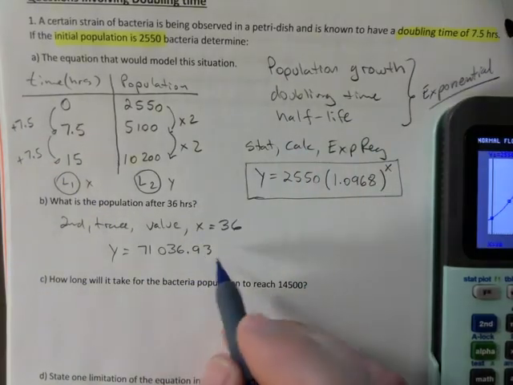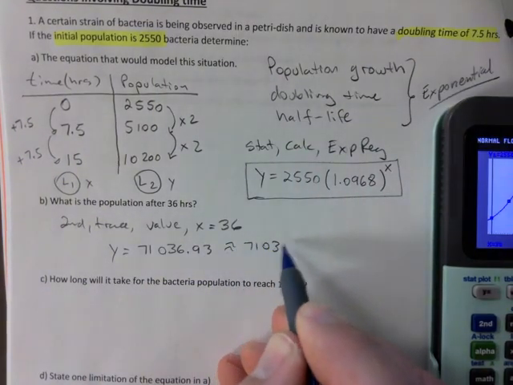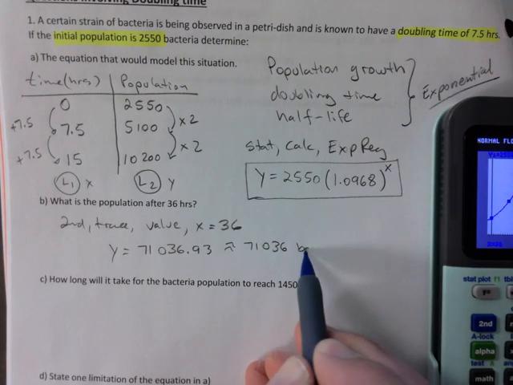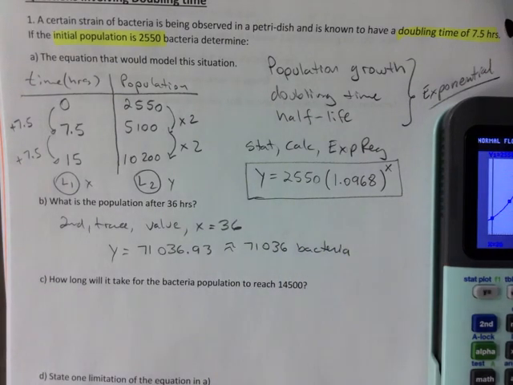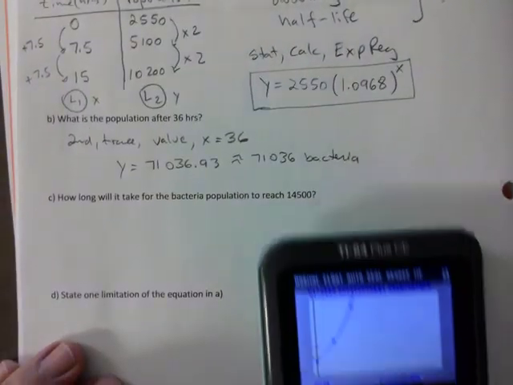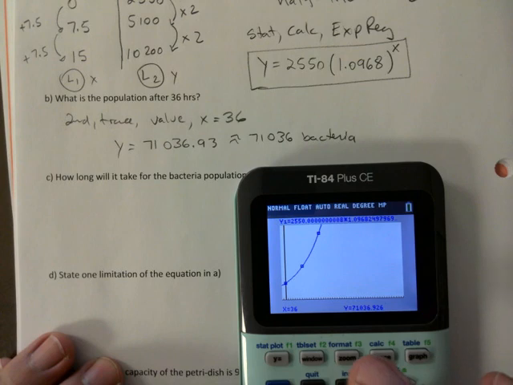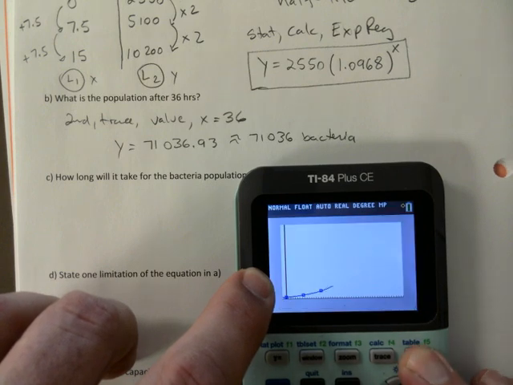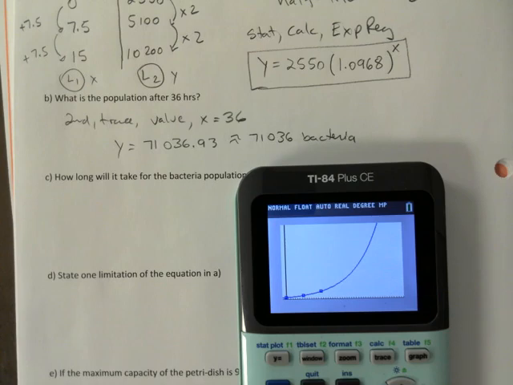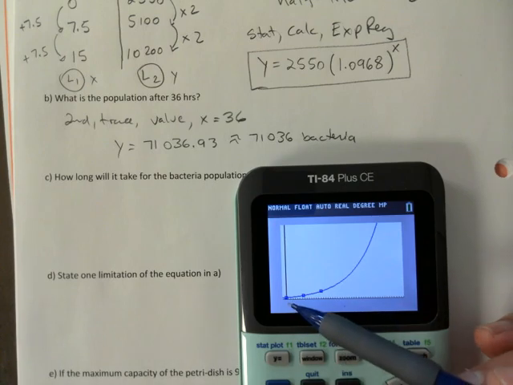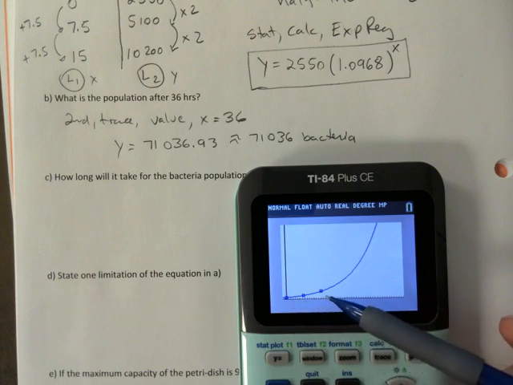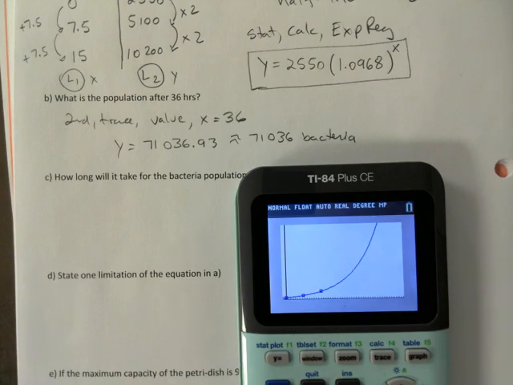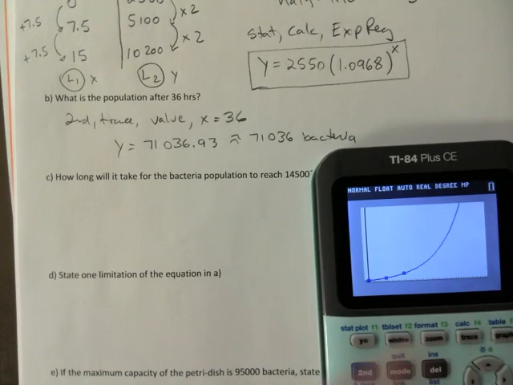Right, that's what I get. So it's approximately 7136 bacteria. I will increase my Y max because it's just not a good window. So Y max, I'm going to go 100,000. There we go. That's one of the characteristics about an exponential, that at first it flattens a bit and then it shoots up rapidly. Right? So we've got that.